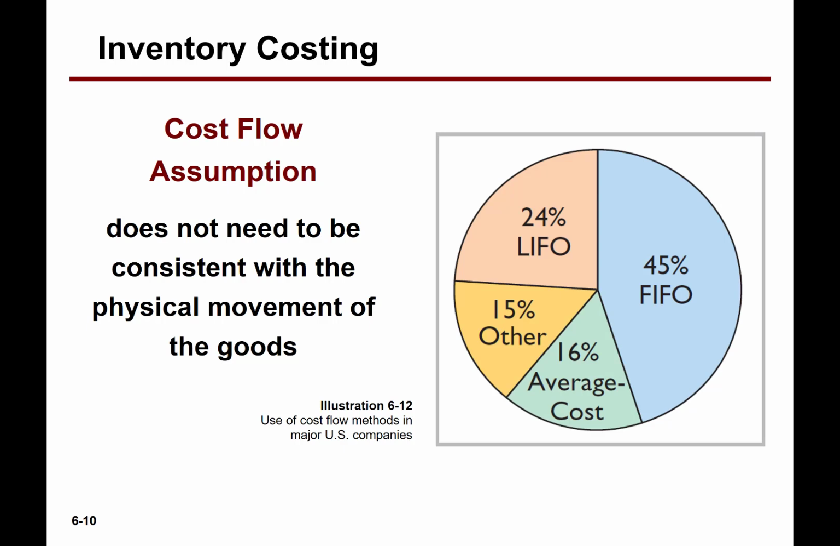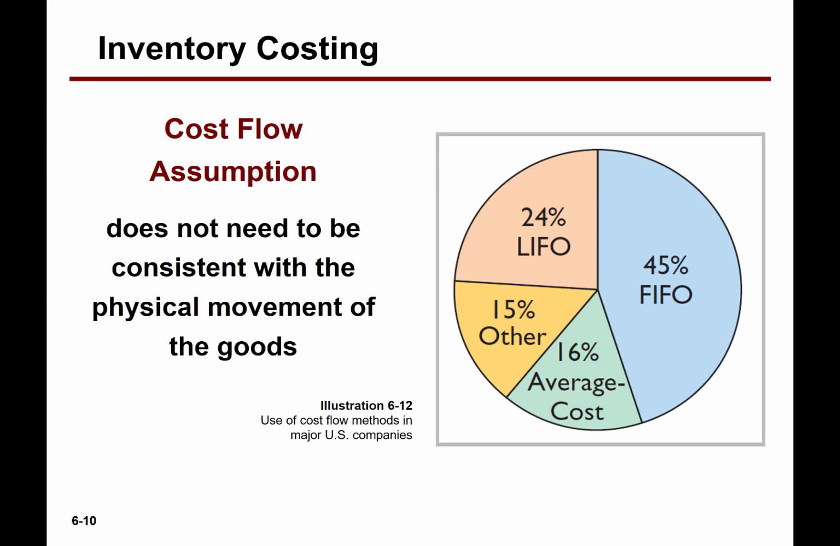A smaller number of companies will use weighted average, and then they have this other category. And I don't know how reliable this is, okay? So even though I don't know how reliable it is, let me pontificate an explanation. First in, first out is probably the easiest method for a company to keep track of their inventory, because it is usually in concert with the actual flow of goods.